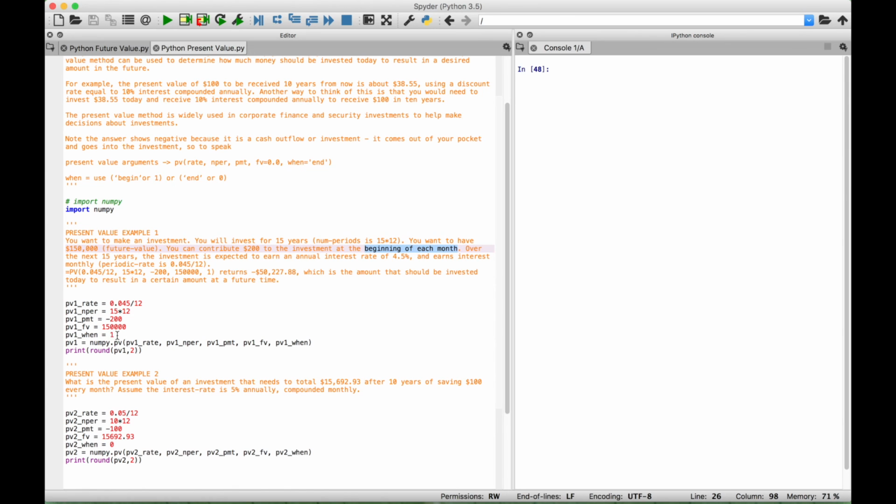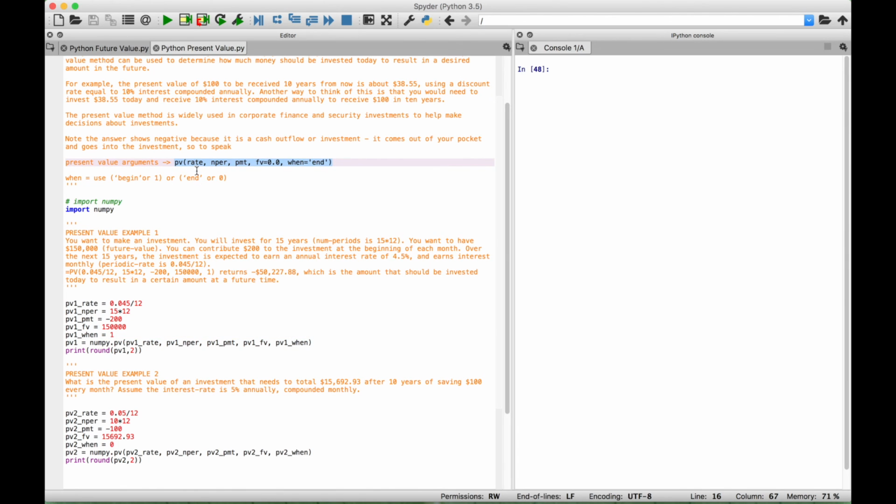That's why we put in a 1. And for the end, you can put in a 0. So the next thing we did is we created a variable. Then we use our NumPy extension, use a dot to access the present value function, which just shows up as PV for present value. And then inside the round brackets, we put all of our arguments.